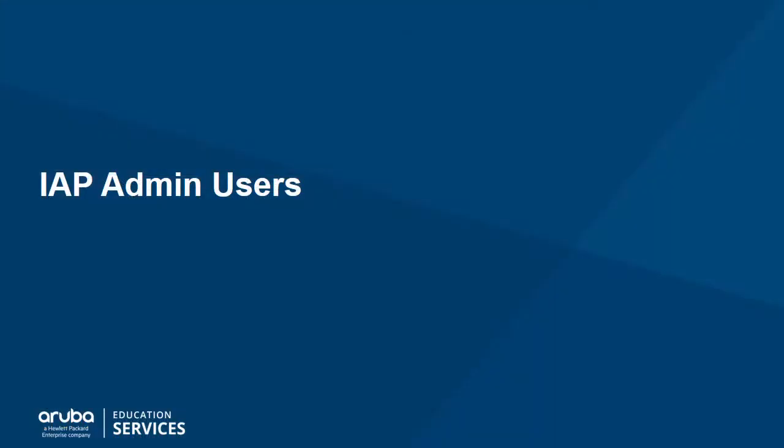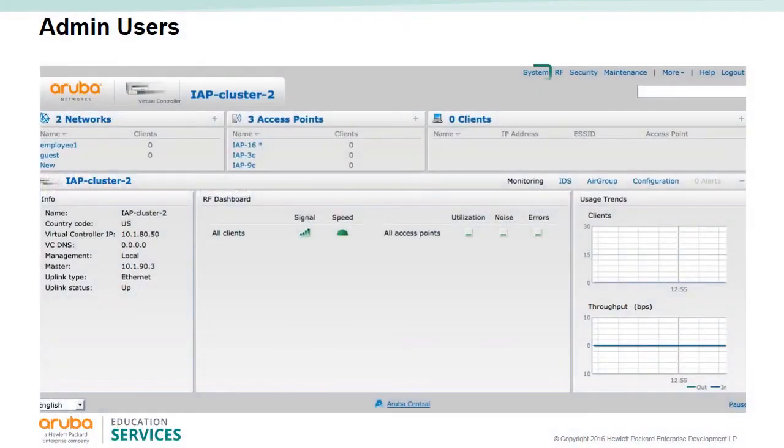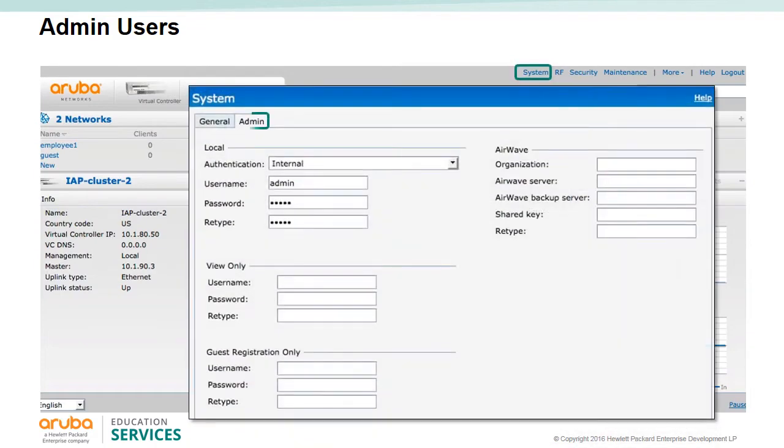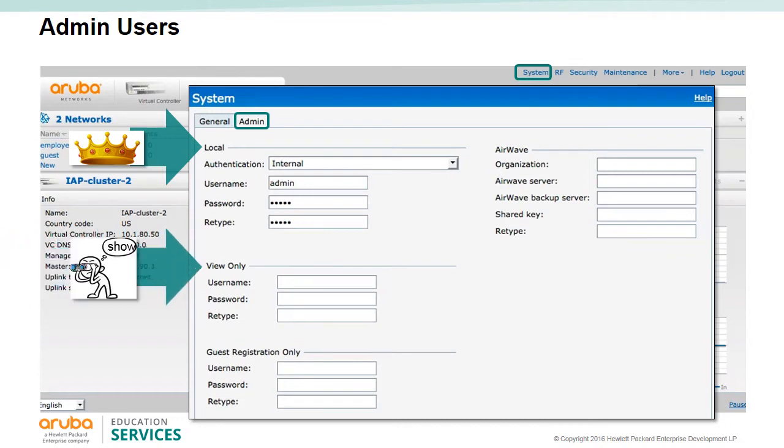IAP Admin Users. In the IAP, you can create three types of administrator users. The main local user with total power, a view-only account with view-only capabilities, and a guest admin user that allows the user to create a guest account in the local DB and nothing else.